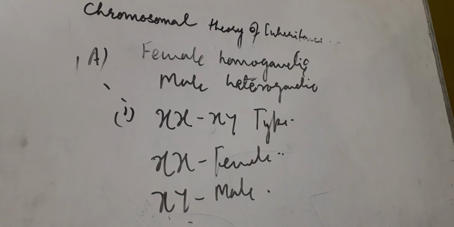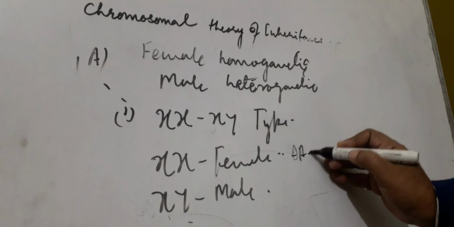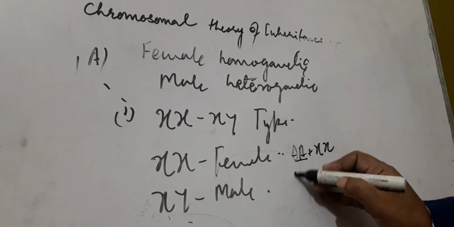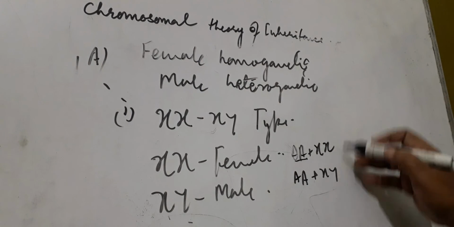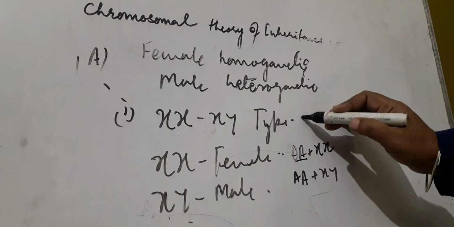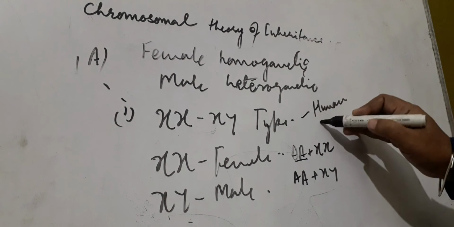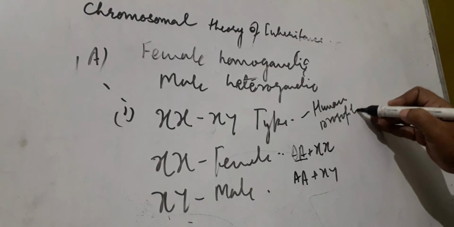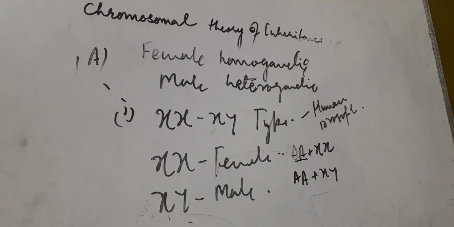For example, in this case the female produces one kind of gametes only, so they are known as XX, and the male produces two kinds of gametes, one with the X chromosome and another with the Y chromosome. So it is male. Female is homogametic, so we can write AA plus XX, where AA means autosomes, and for male that is XY. This type of sex determination is found in humans and Drosophila, the fruit fly, both.